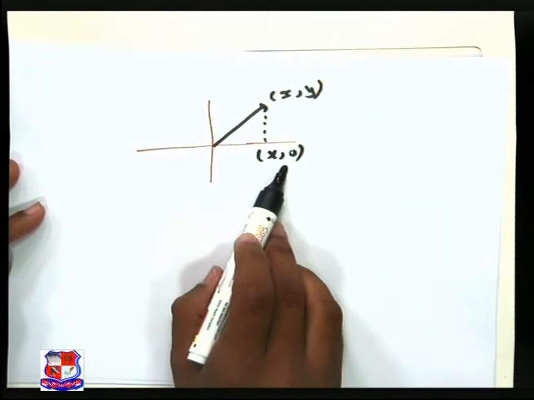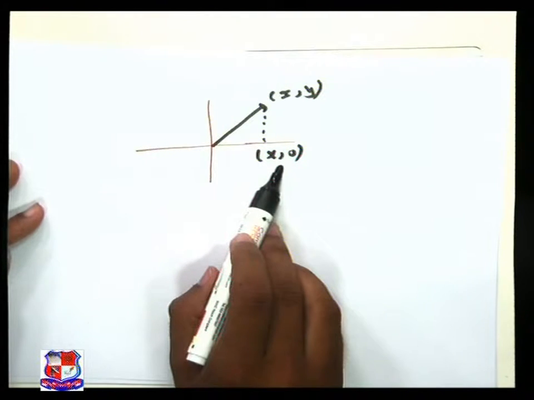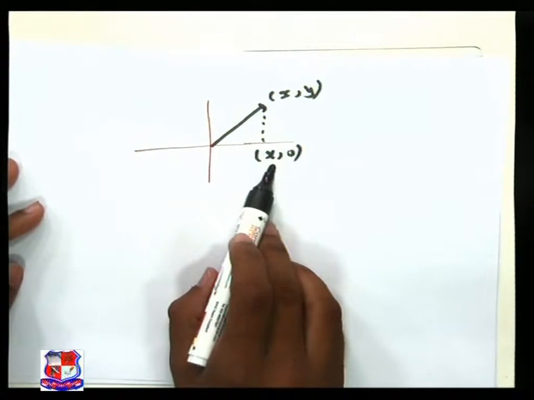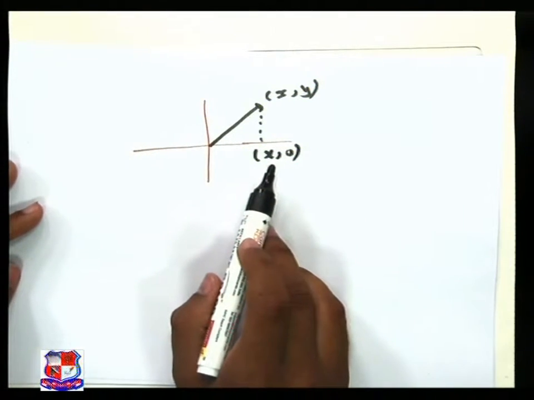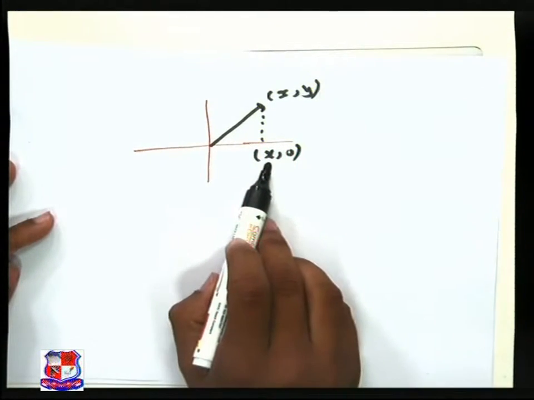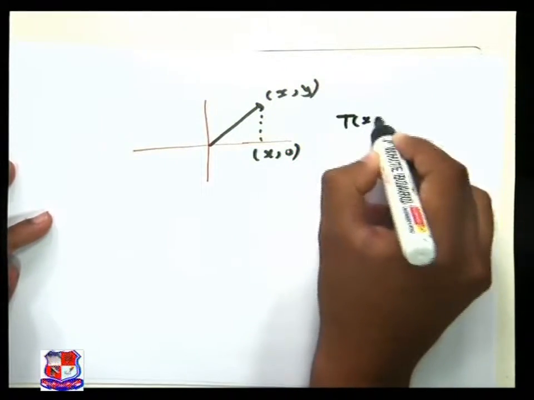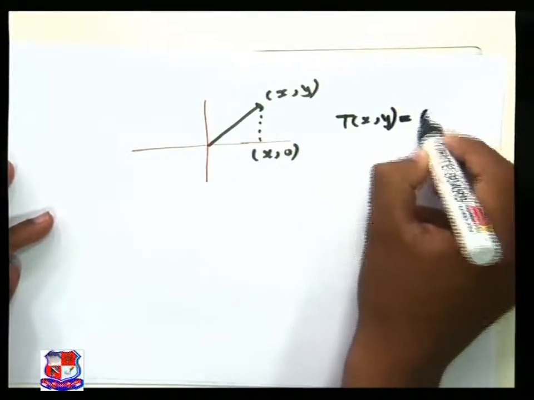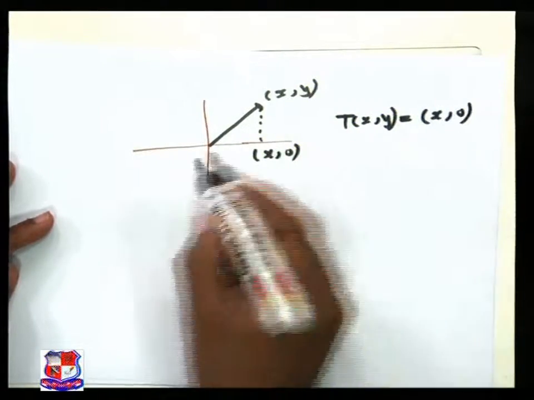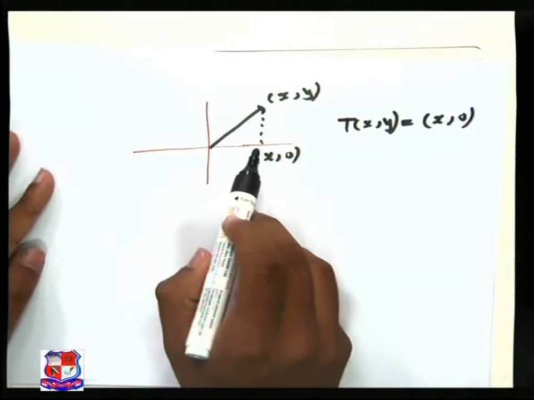So this is a linear transformation, and definitely we can find the standard matrix for that transformation using the basic portion of the linear transformation. So this is x0, right? What is the standard matrix for T of xy equal to x0? Just try to understand that this is the orthogonal projection on the x axis, right?